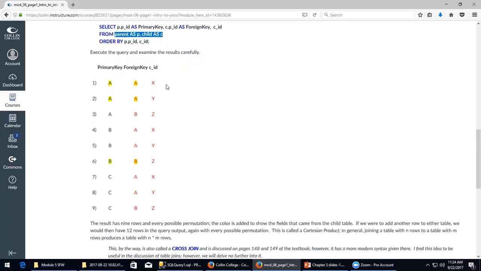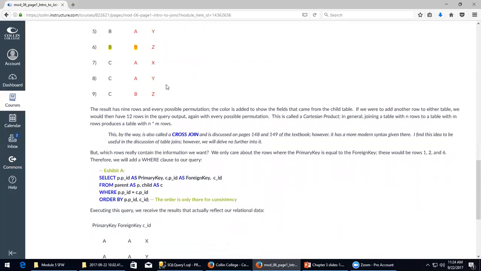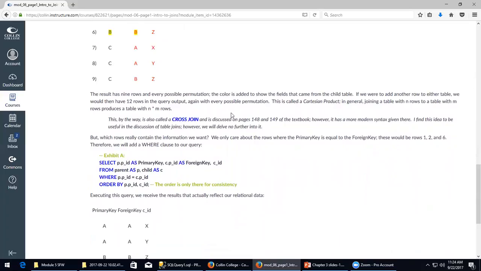Now let's move on. It's called a cross join or a Cartesian join, and it's discussed on page 148 and 149. The book starts this in a different way.